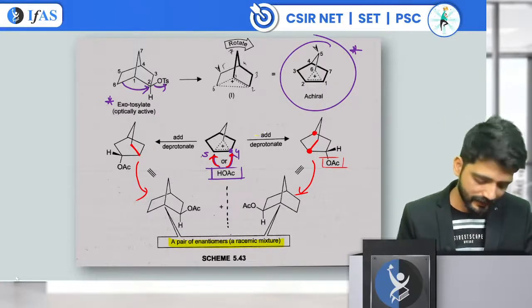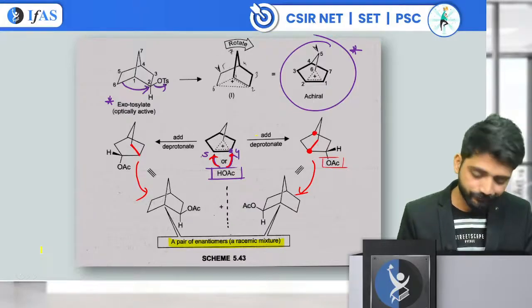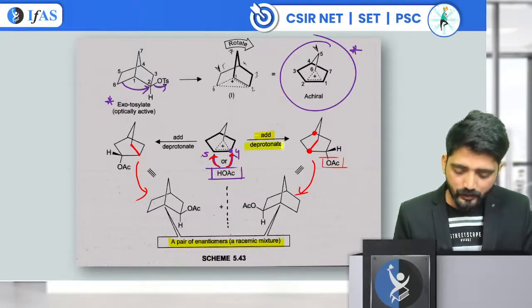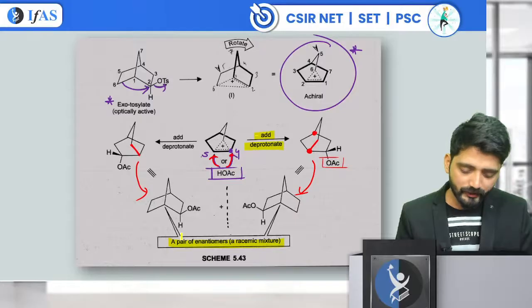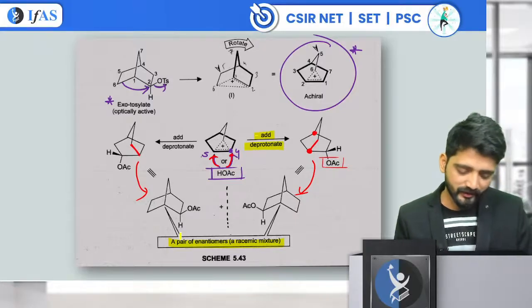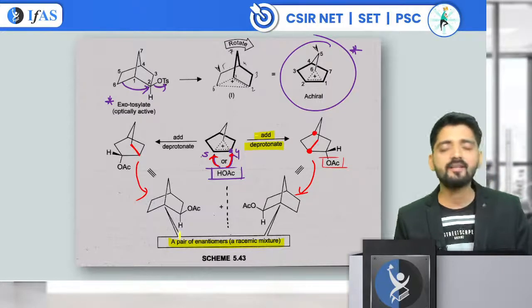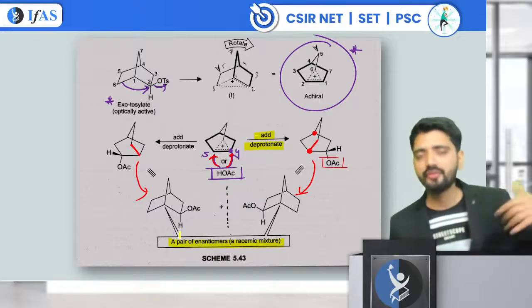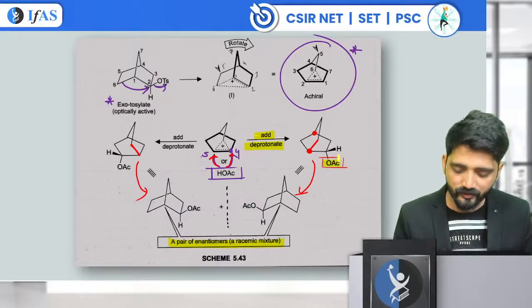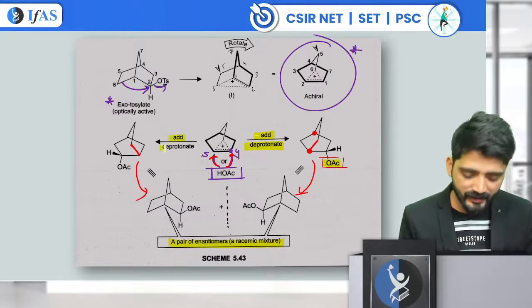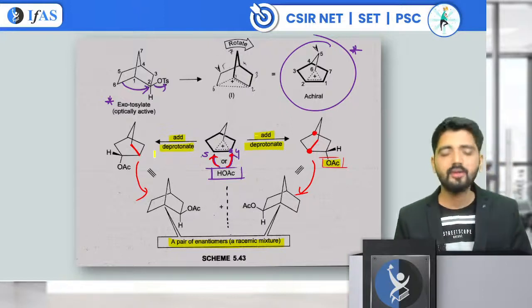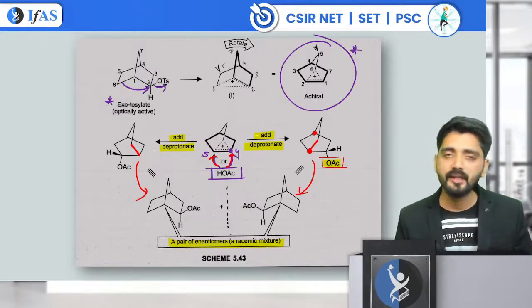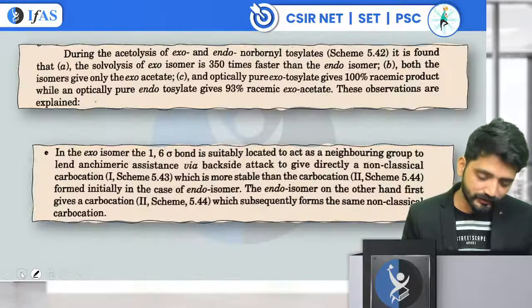Thus, they simply say that when we add the nucleophile, we deprotonate. They are saying that when we attack and remove the H plus of the OAc, the product is going to look like this, and when they attack at the fifth center, the product is going to look like this. Clear? Very good. Now let's move to the second scenario.